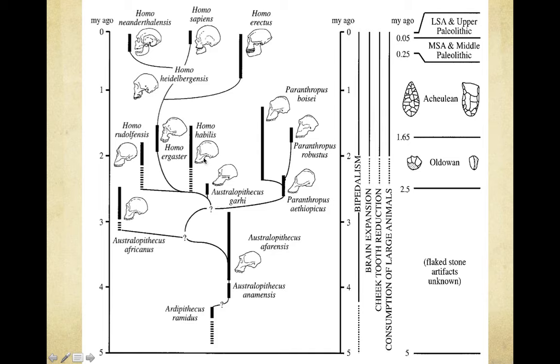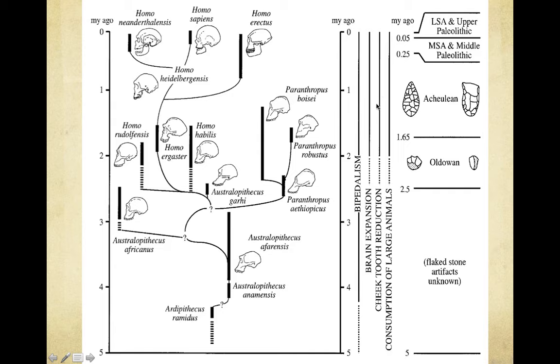In the other direction, we have the genus Homo, and we've got all of these different species that were around quite a long time and led to us. Now what you're going to notice is we've got Homo heidelbergensis here giving rise to Homo neanderthalensis and Homo sapiens, which means that our direct ancestor is Homo heidelbergensis. Neanderthals are our cousins. We didn't evolve out of Neanderthals.